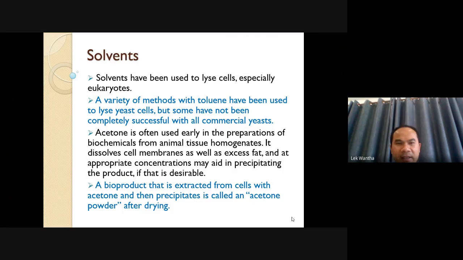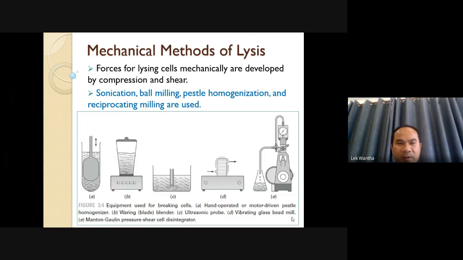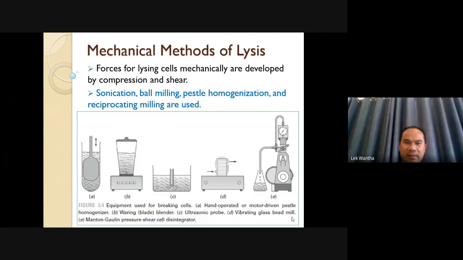And the last technique that we mostly use in industry is homogenization, using a homogenizer. That's a mechanical technique, where we use force to break the cell. Mostly we use a ball mill. We use a blade to cut the cell. We use the ball mill to create contact between cell and wall until it breaks. We also have sonication, where we use ultrasonic waves, something like that.